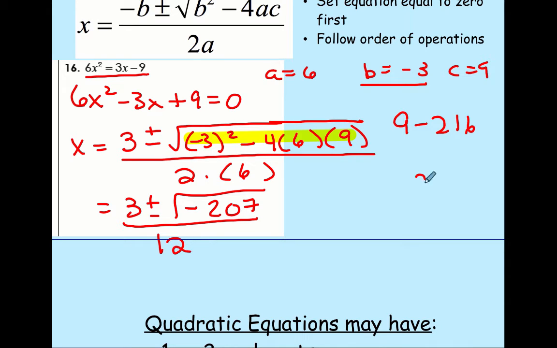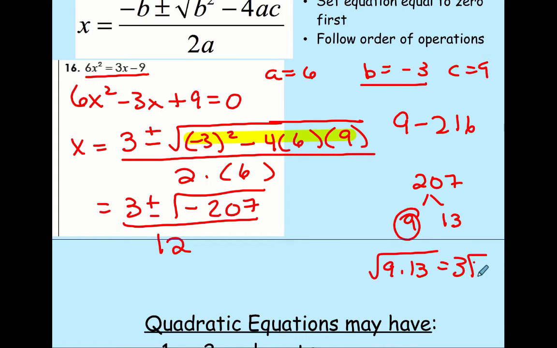And now remember, off to the side, I'm going to simplify that 207. Well, 207 is divisible by 9. 9 goes into it exactly 13 times. 9 is a perfect square, and so when I do the square root of 9 times 13, it gives me 3 square root of 13. I still have my negative there.